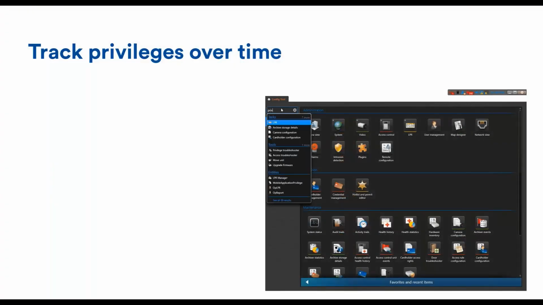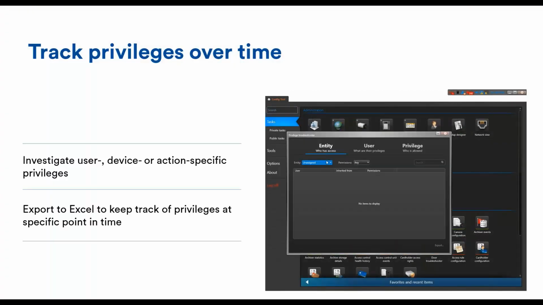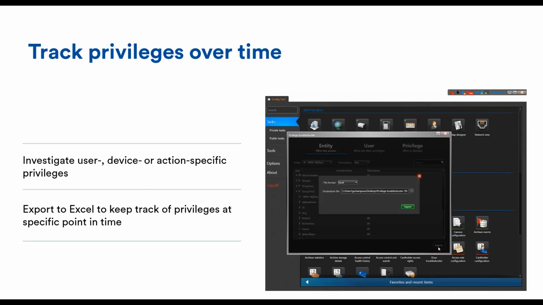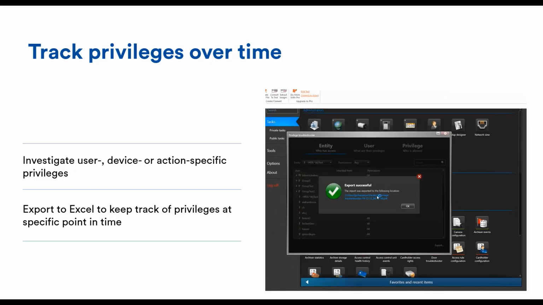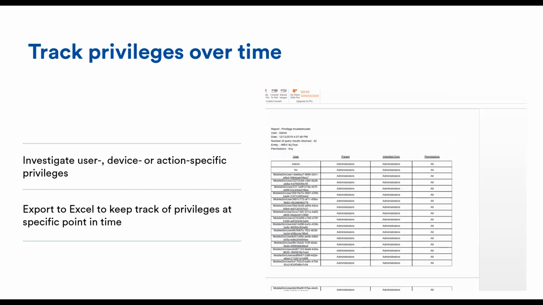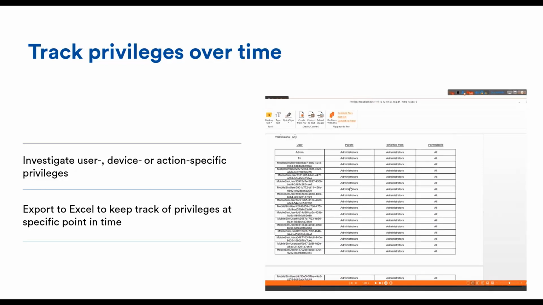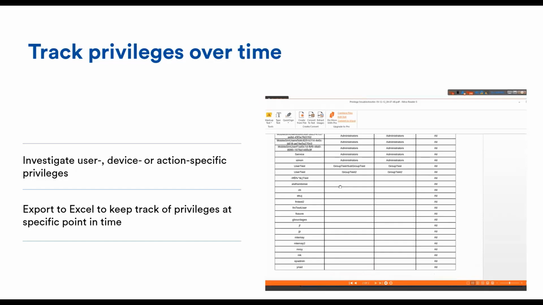One of the remaining potential weak points of your system is privileges. Very often privileges accrue a certain entropy over time as people are granted temporary access that is never removed. We introduced last year the Privilege Troubleshooter, which is a tool that allows you to look at the access rights of specific users or related to specific entities and even actions.